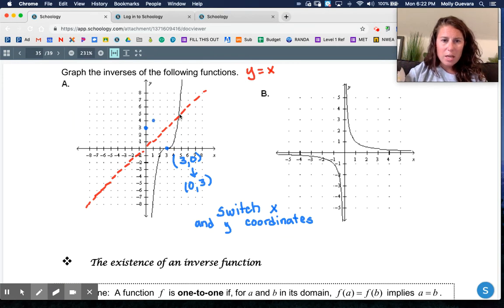Same thing, I can keep going. Sometimes I like to find points like this one, which is at about (5, 8). So then (8, 5) is another point. And I can keep going, right? (2, -1). If I switch that, it'll be (-1, 2).